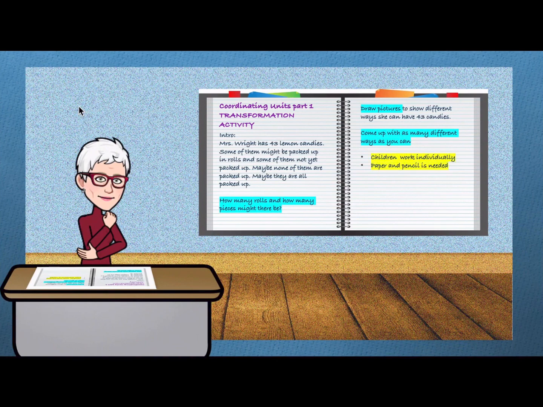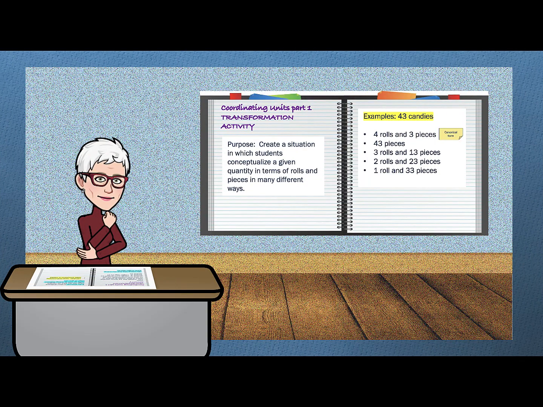Children work individually on this task and have paper and pencil to record the ways they think of. After they have enough time to complete the task, there's a class discussion. The purpose of this task is to create a situation in which students conceptualize a given quantity in terms of rolls and pieces in many different ways.